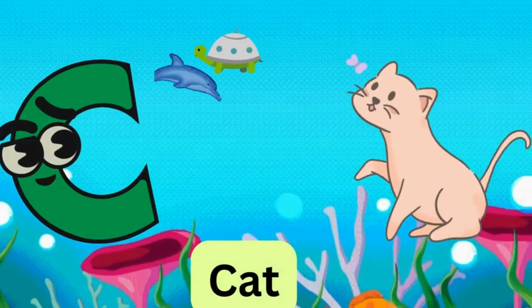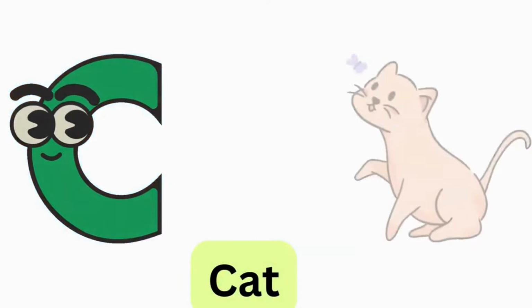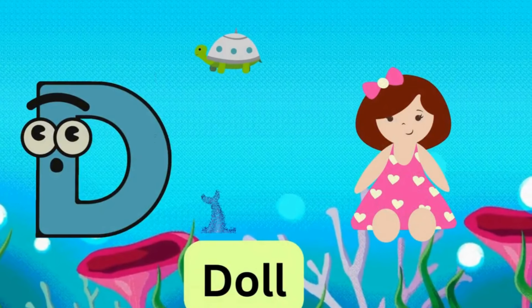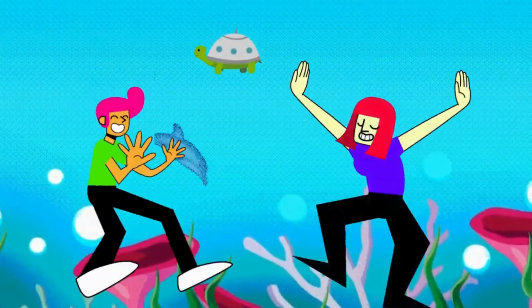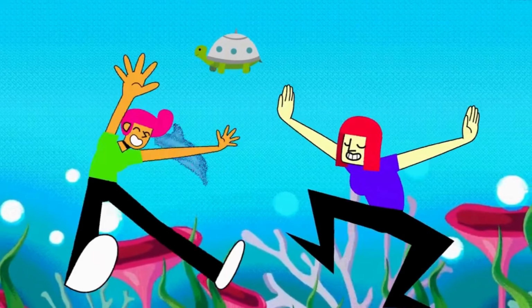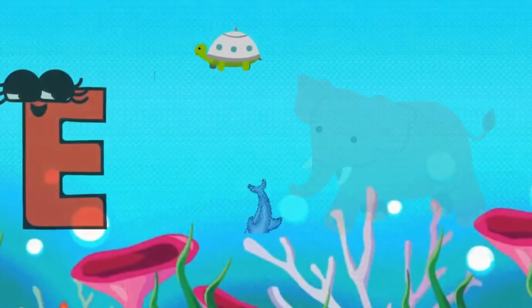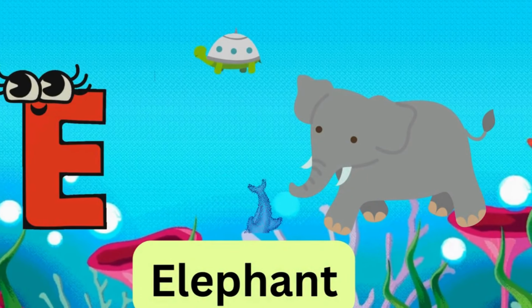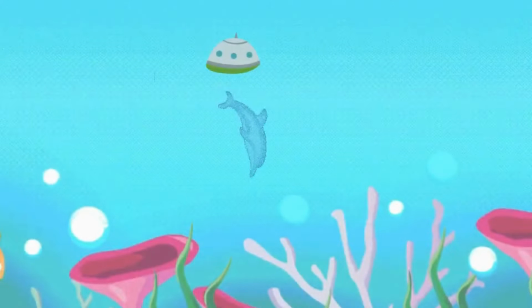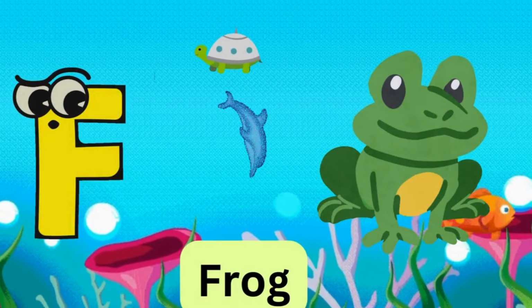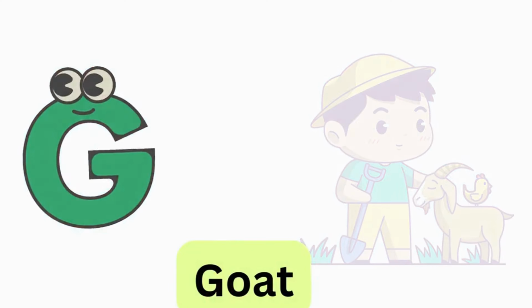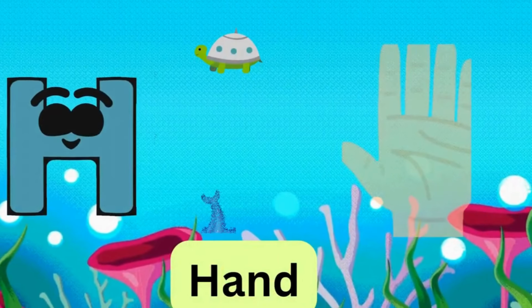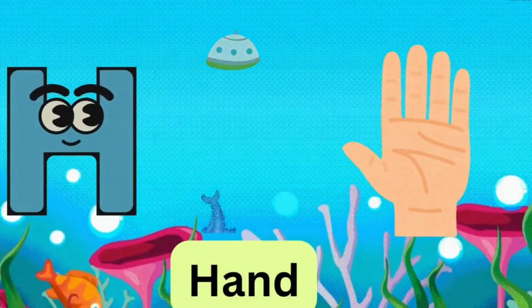C is for cat, k, k, cat. D is for doll, d, d, doll. E is for elephant, e, e, elephant. F is for frog, f, f, frog. G is for goat, g, g, goat. H is for hand, h, h, hand.